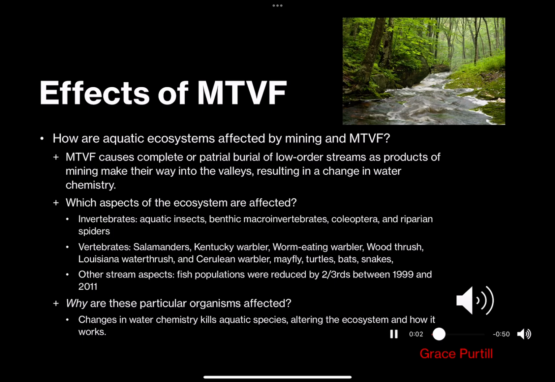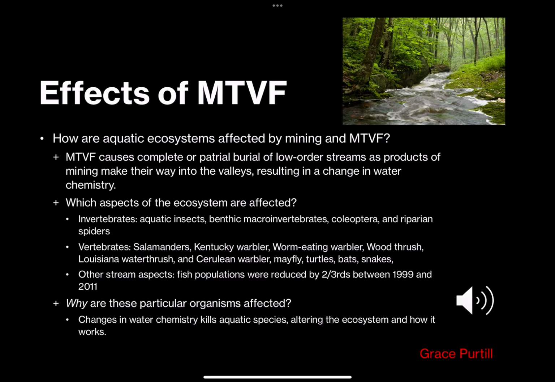MTVF causes complete or partial burial of low-order streams as products of mining make their way into the valleys, resulting in a change in water chemistry. The habitat of many animals is being negatively impacted by this. These changes in the environment are sudden, and the ecosystem does not know how to react to these changes. Some ecosystems that are affected are invertebrates, including aquatic insects. Some vertebrates that are being impacted are salamanders and many different types of birds, turtles, bats, and snakes. And then fish populations are also being affected.